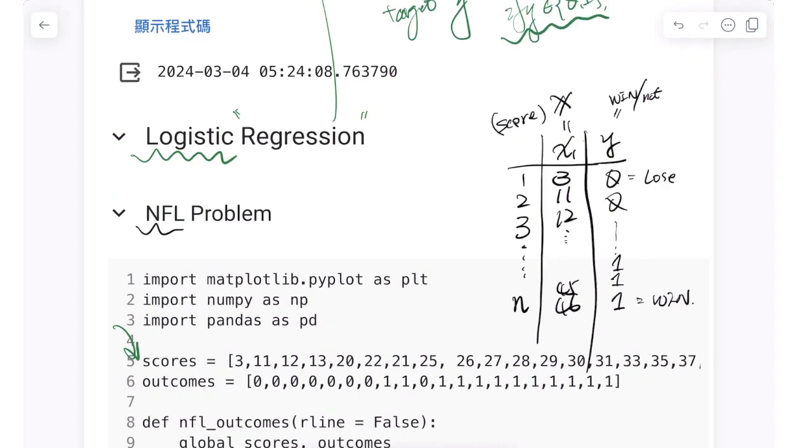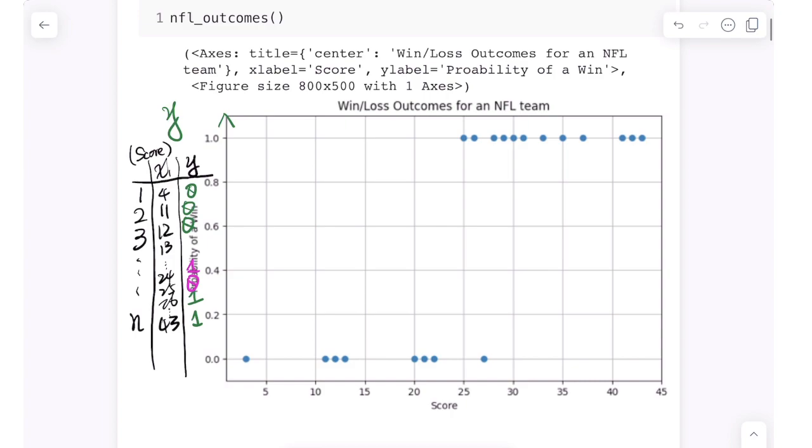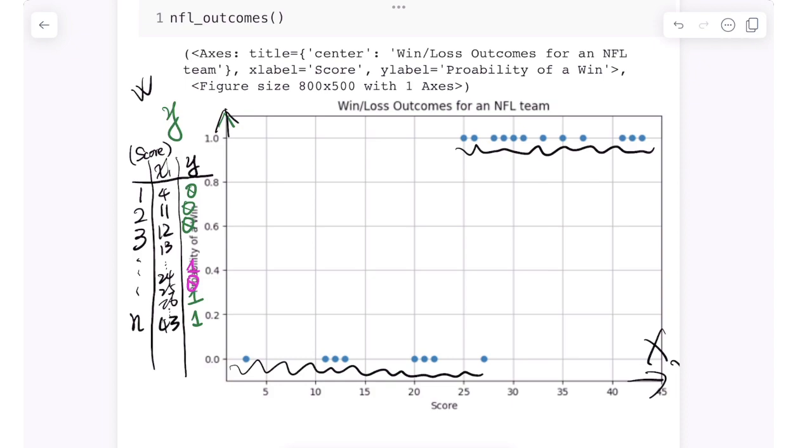Take this one as an example. If you draw x and y here, because y has only two values, one part of the data is here, which means win, and the other part of the data is here, which indicates lose. Since x and y can be represented as numbers, you can use linear regression to model such a problem.